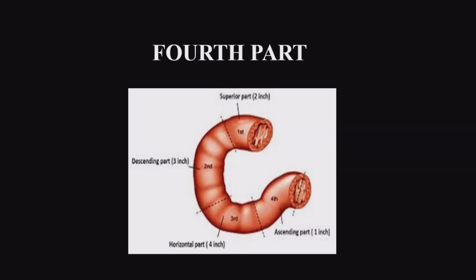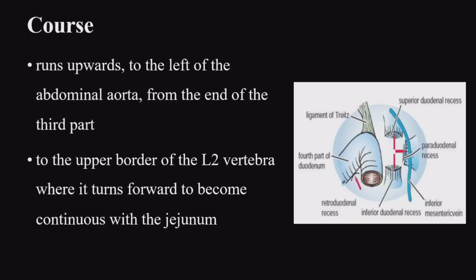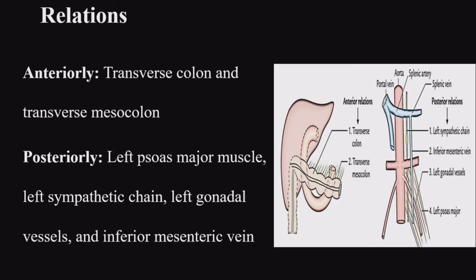Fourth part of the duodenum: course. The duodenum in this fourth part runs upward on to the left of the abdominal aorta from the end of the third part to the upper border of the L2 vertebra, where it turns forward to become continuous with the jejunum.